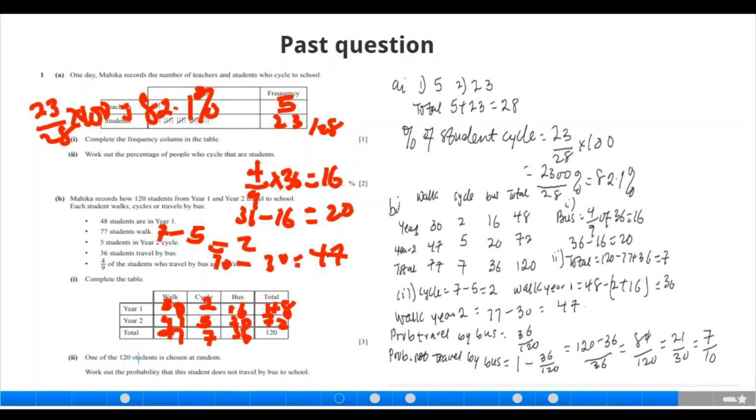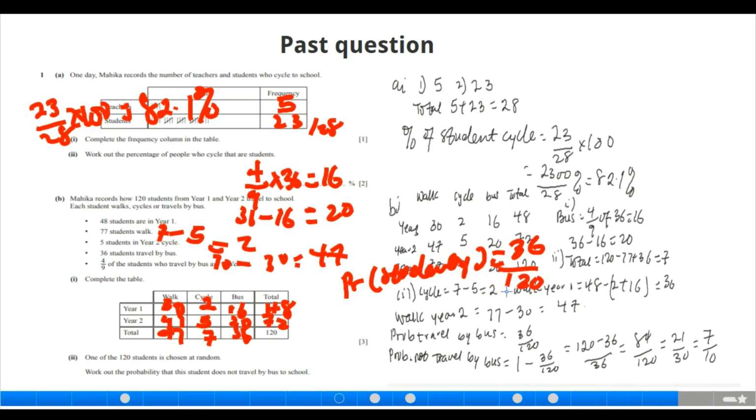So they said one of the 120 students is chosen at random. Work out the probability that the student does not travel by bus. So the very first thing is let's look at the probability that the student travels by bus. So how many students actually travel by bus? That is 36. So probability of students traveling by bus is going to be 36 over 120.